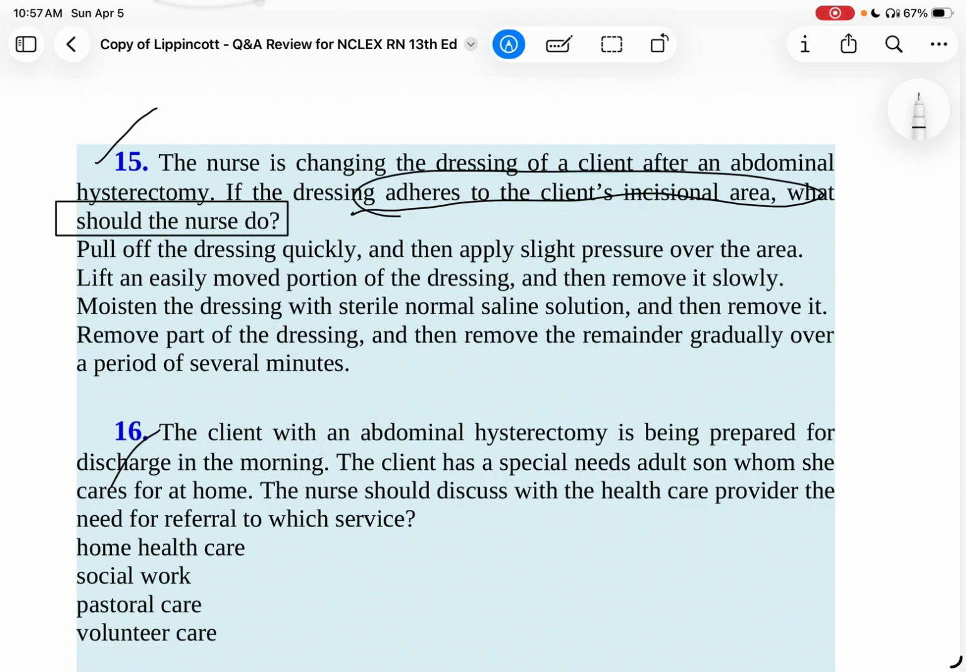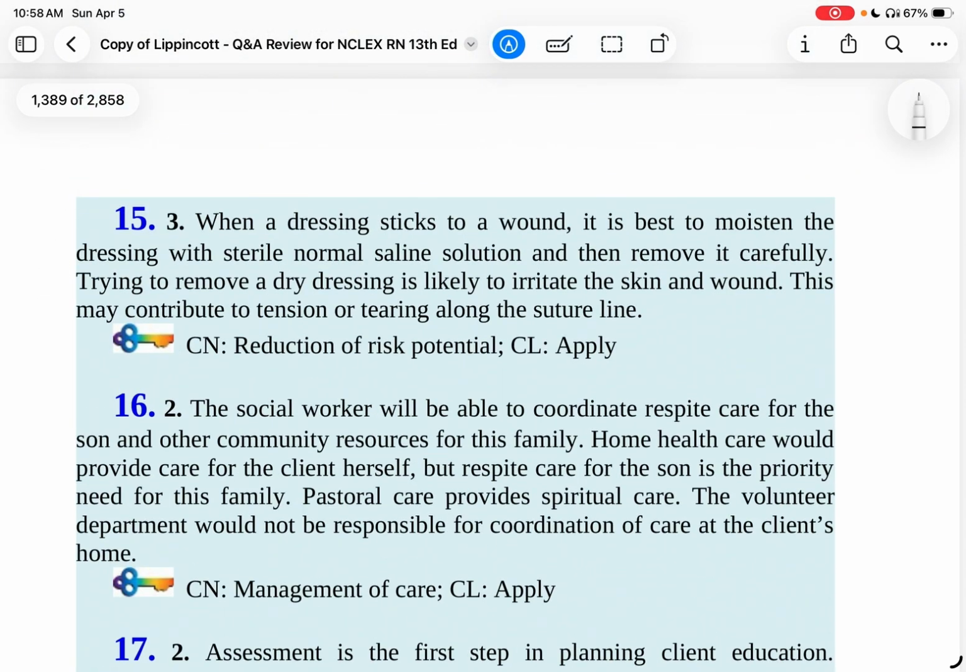Pull off the dressing quickly and then apply side pressure. If any portion of the dressing is stuck, then the nurse should moisten it. I think it's number 3, moisten. Yes, it's best to moisten the dressing with sterile water or saline.